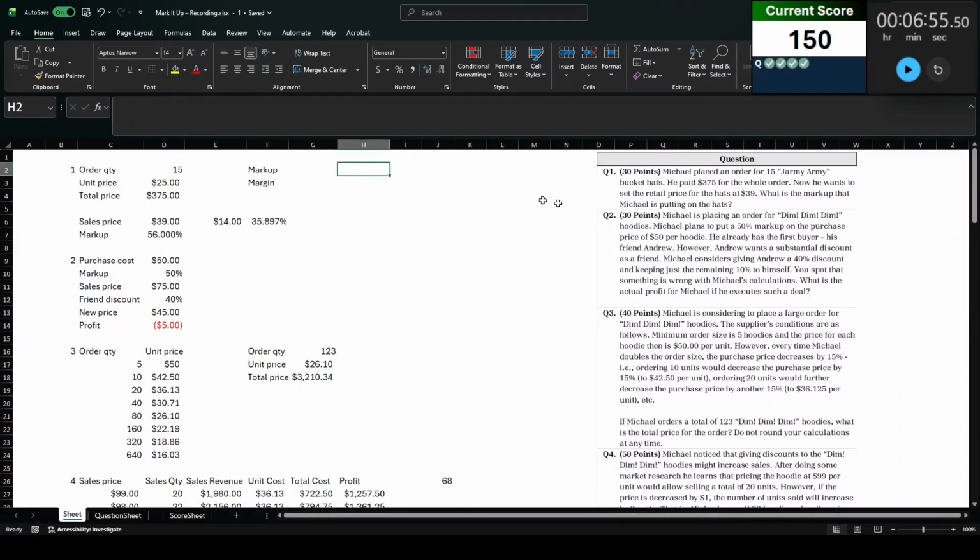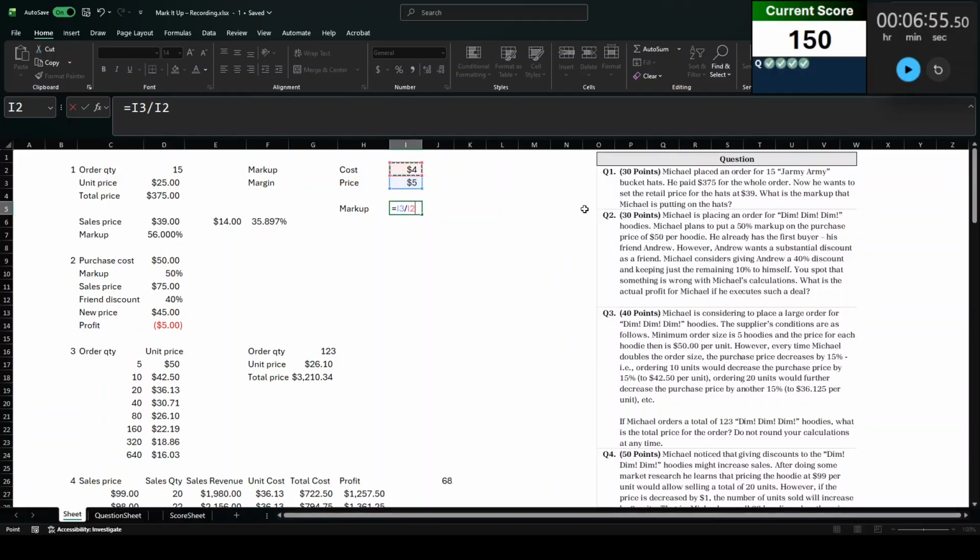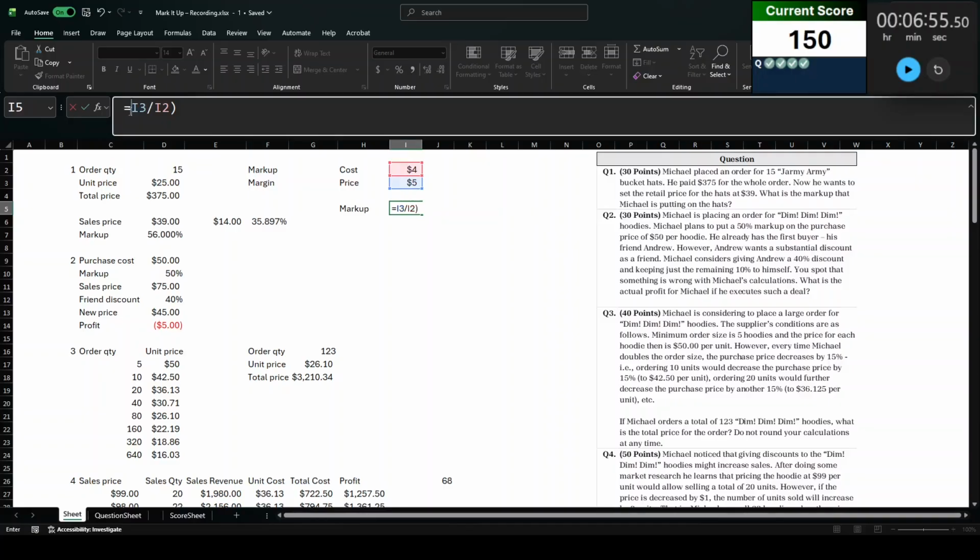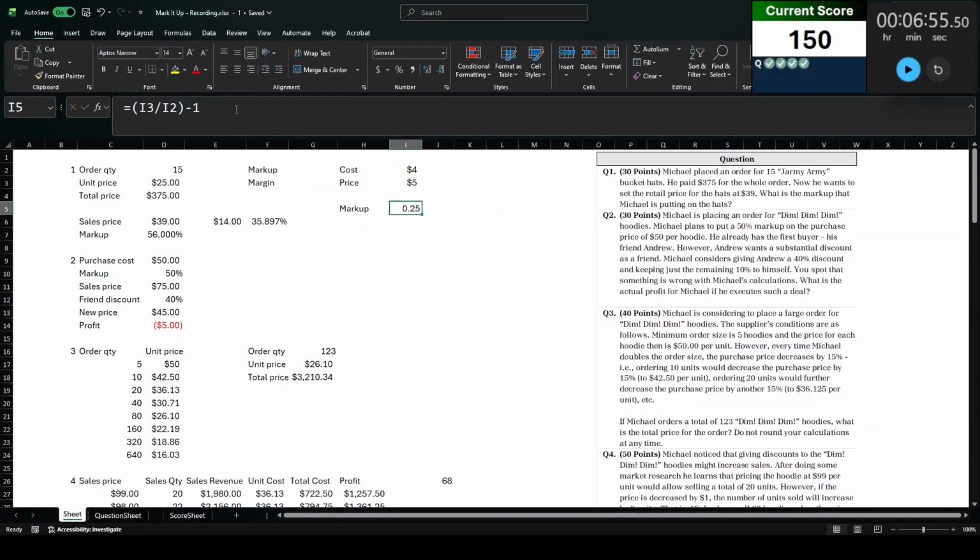If you're not familiar with finance, consider this. Let's consider something we bought at a cost of $4 and we sold at a price of $5. The markup is going to be what percent we increased on the cost. So 4 to 5 is an increase of 25%. If I took this divided by that minus 1, we're going to get 25%. But then the margin is how much of that price is going to profit. So that's going to be the profit amount, which is 5 minus 4, divided by that price, and that's actually going to be 20%. And so that's really the key difference between those two figures.